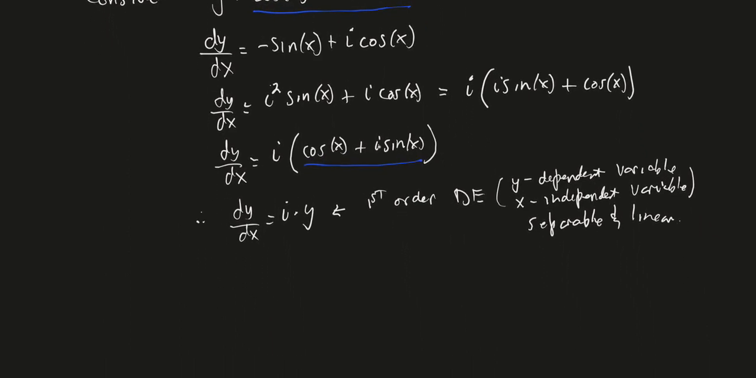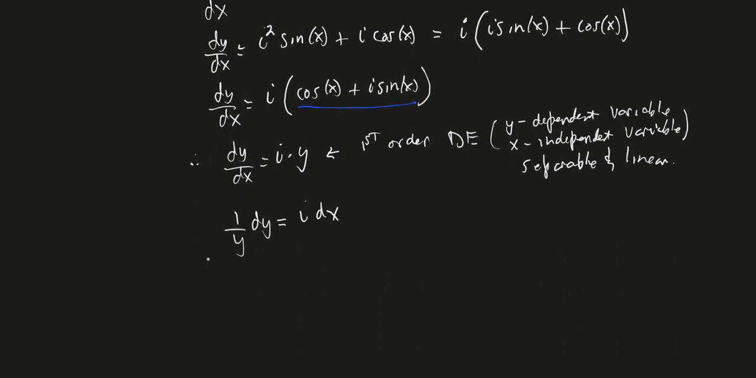Well, let's see if we can solve this. We've looked at both of these methods. Now, in terms of separable, it is probably a little bit easier to work with. So let's go ahead and do that. I'm going to separate this. I'm going to divide through by y and multiply by dx. So I'll end up with 1 over y dy is equal to i dx. Now let's integrate this.